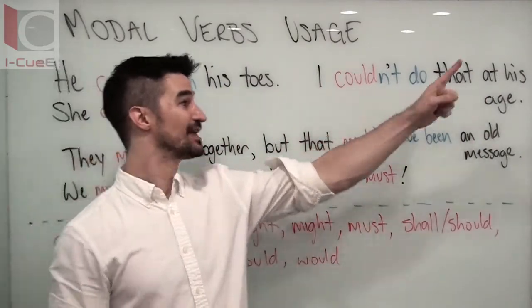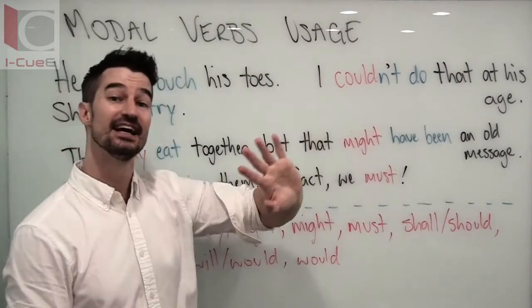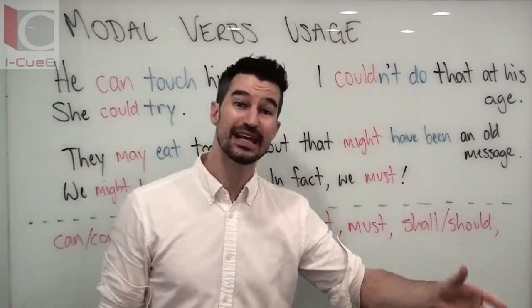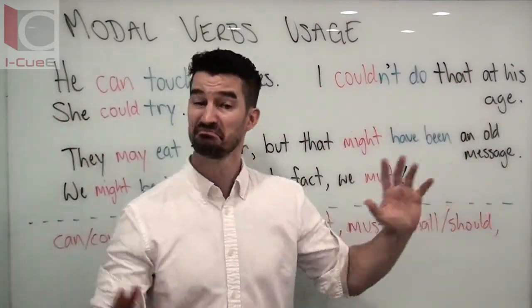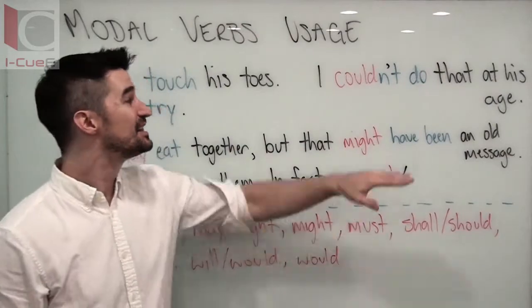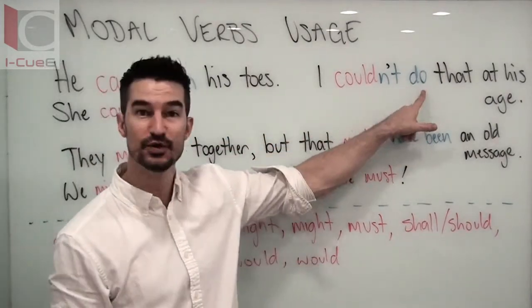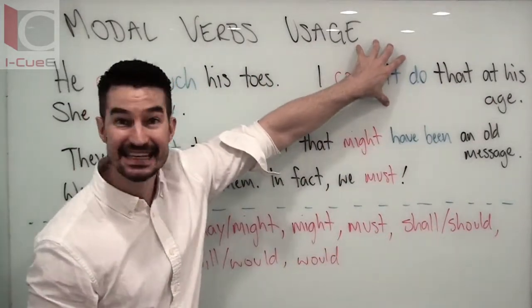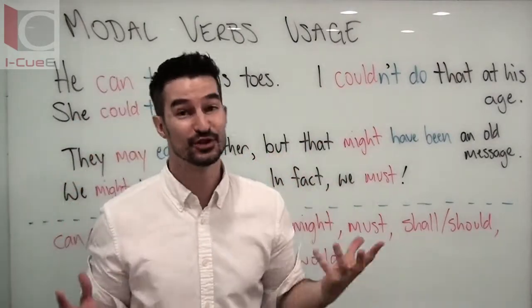I couldn't do that at his age. So again, this is the past tense. Not only is it past, it's also negative. So even the negation, we wouldn't say I not could do that. That doesn't make sense. The modal verb comes first. I could not do that at his age. Not I could not did that. No, we wouldn't do that.